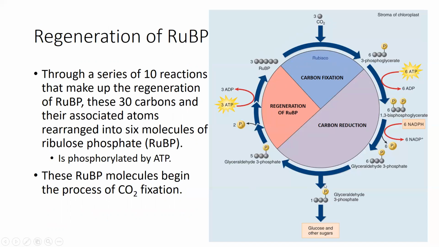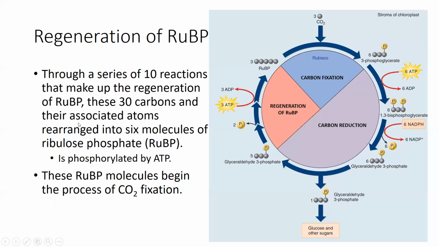Okay, so the remaining here will be the 10 G3P. So through a series of 10 reactions that make up the regeneration of RuBP. That means in the third phase, the regeneration of the RuBP. So here there are 10 reactions. However, the details we no need to know.